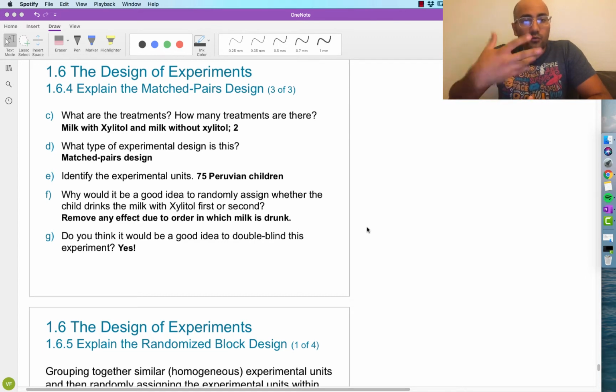And the person doing the experiment might also give them a sense of whether one glass has the xylitol or not. And so they might pass on that idea to the children. So it would be important in this case for both of them to not know which one has the xylitol and which one doesn't, right? A double blind experiment.